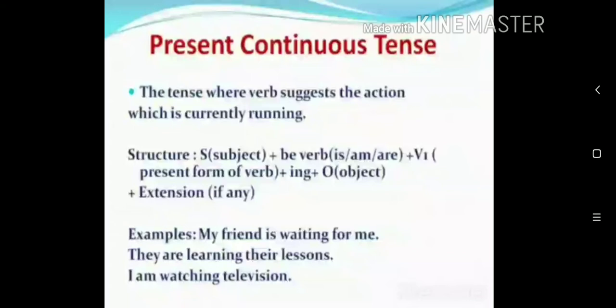I am watching television. You have noticed in three sentences, is has been used with my friend, which is a singular noun. They is a plural pronoun. Are has been used as helping verb. Am has been used with I.